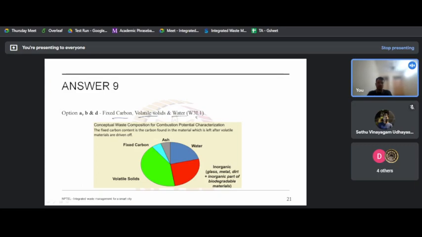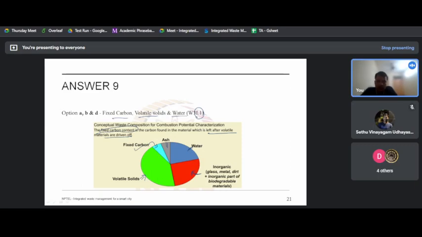Students can refer to the first lecture of this week. Here we can see the different elements. We have fixed carbon, I think indicated by the blue color here. We have volatile solids, green color. Then we have some inorganic compounds such as glass, metal, dirt, indicated by red, ash by gray, and there is some portion of water also. Whatever will be left after the volatile solids have been driven off, that is the fixed carbon content.